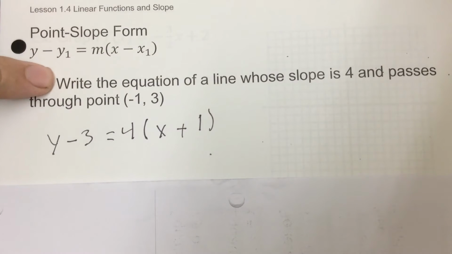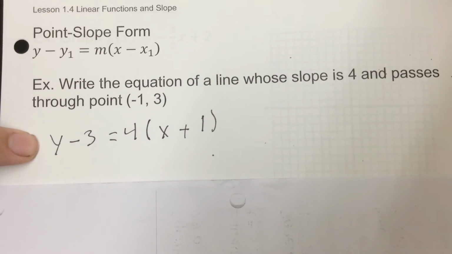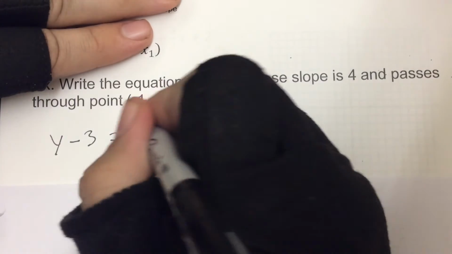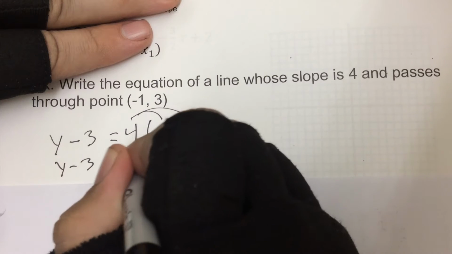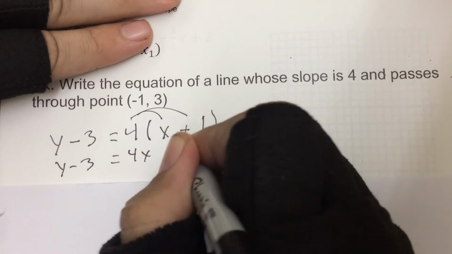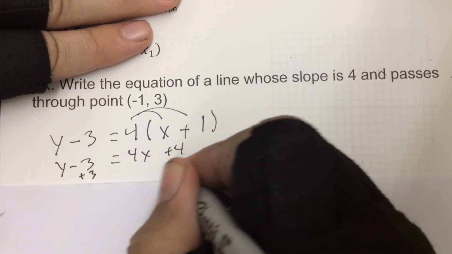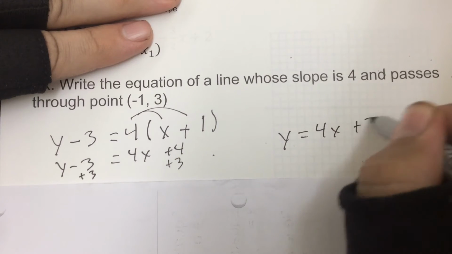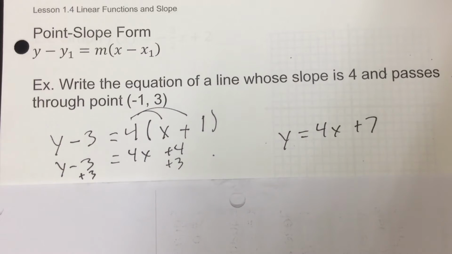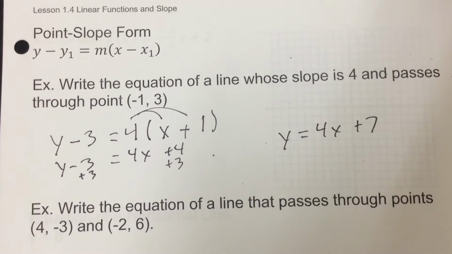Now, if all it says is write an equation, this is an equation, we're good. However, a lot of times it's going to want you to write it in slope-intercept form, which we'll solve for y here. So first thing we would do is distribute the 4 in. So y minus 3 equals 4x plus 4. Add the 3 over. So y would equal 4x plus 7. And that's our slope-intercept form, which we'll talk about here in just a little bit.